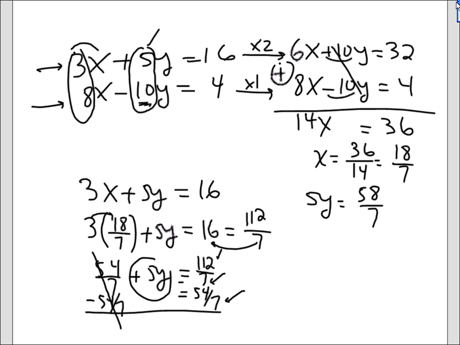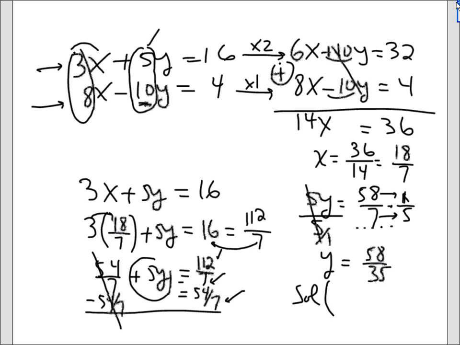Okay. Now, you need to have some smoothness. You need to have some techniques behind you. On the left side, it's very, very favorable to divide by 5. And then you get y, nice and smoothly. The right side, I don't want to divide by 5. There's an alternative to dividing by 5. 5 is 5 over 1. Instead of dividing by 5 over 1, you could multiply by the reciprocal. 58 times 1 is 58. 7 times 5 is 35. And now we have the solution. X is 18 over 7. And y is 58 over 35. And there's the answer.